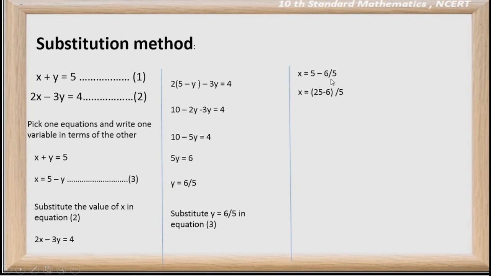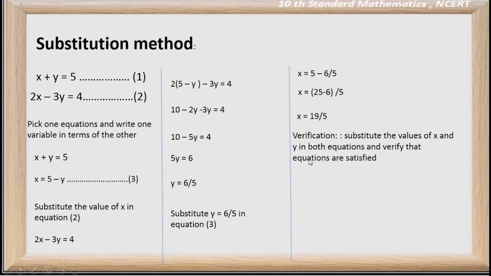Now 5 into 5 is what? 5 into 5 is 25. So 25 minus 6 whole divided by 5. So 25 minus 6 is 19. So 19 by 5. Now we got the value of x and y. Which is the value of x and y? See here, the value of x is 19 by 5 and the value of y is 6 by 5.